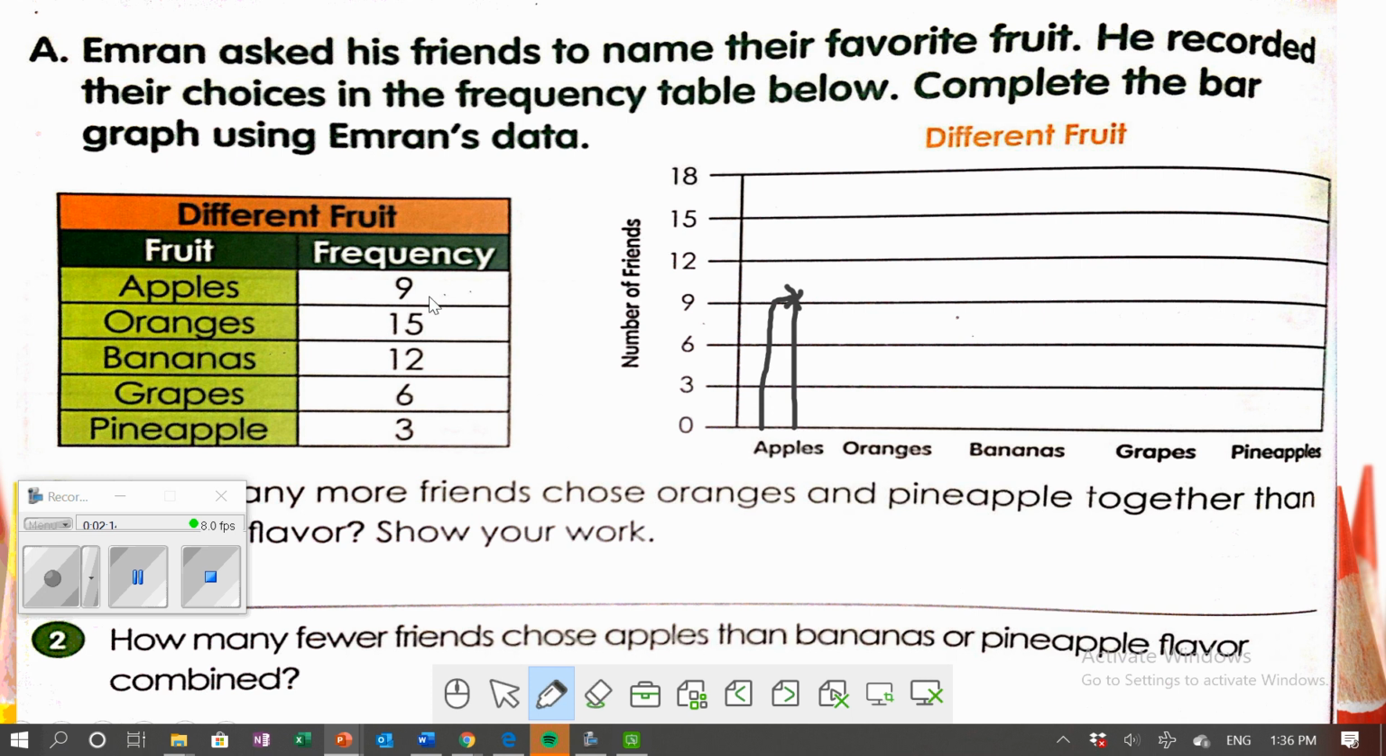For oranges, I have 15. Where is 15 friends? It's here. I put first X. And then I draw. Okay. Bananas is 12. Grape 6. Where is 6? It's here. X. And then I draw until the X. So I have to make the pointer and then make my graph. Pineapple is 3. I have 3 here. And then I draw. Okay, let's go to the next question.